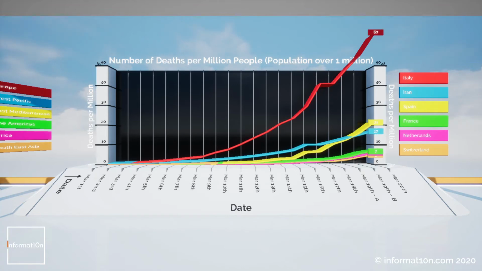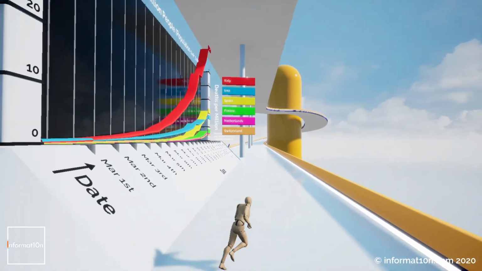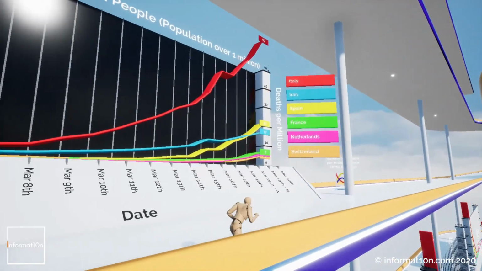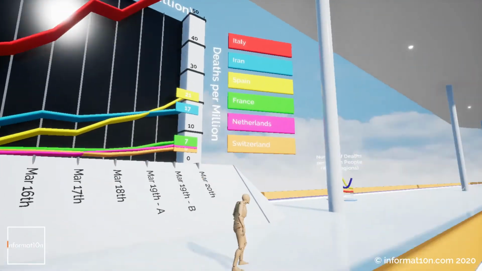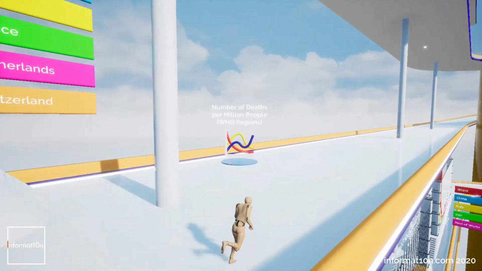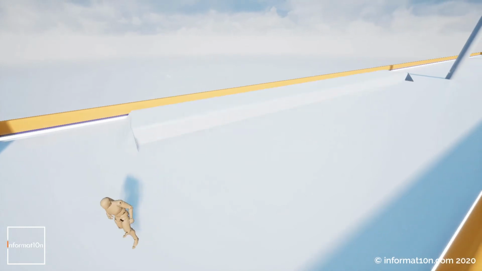Obviously, Italy's is going up faster than the others, and the curve is also starting earlier. Spain is also rising quite quickly. The only slightly different one is the curve for Iran, which isn't climbing quite as steeply, despite starting a little earlier. And we can see at the end there, Italy with 67 deaths per million people in the population.